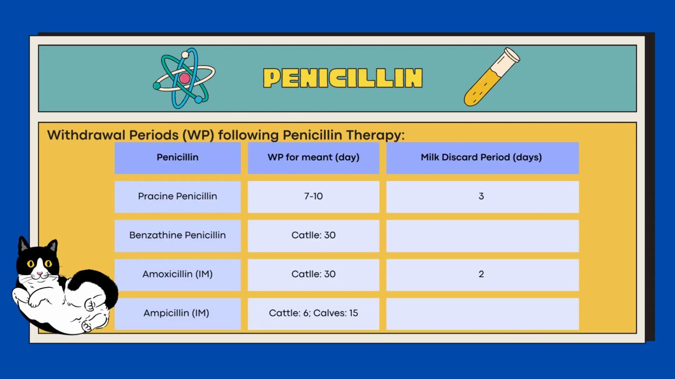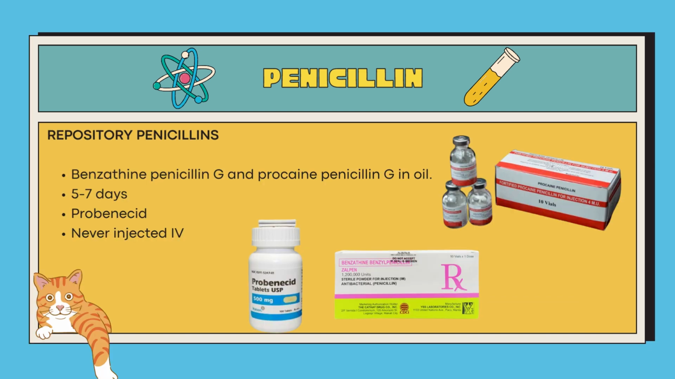Next, in this slide, we have the withdrawal periods, or WP, following penicillin therapy. This table highlights the withdrawal periods of the following: procaine penicillin, benzathine penicillin, amoxicillin intramuscularly, and ampicillin intramuscularly. Benzathine penicillin G and procaine penicillin G in oil are penicillins which are slowly absorbed over a period of 5 to 7 days following a single intramuscular injection.